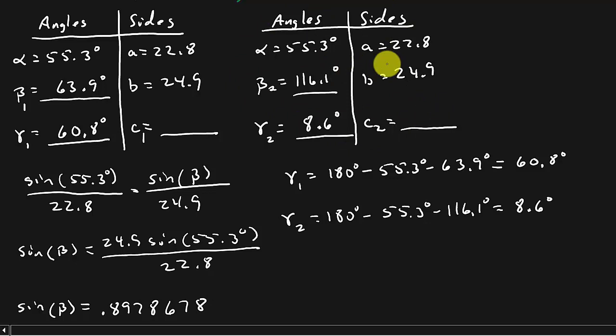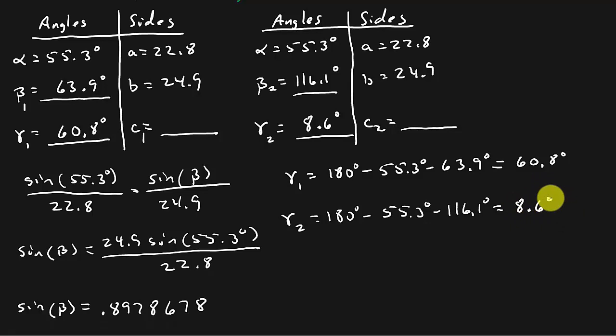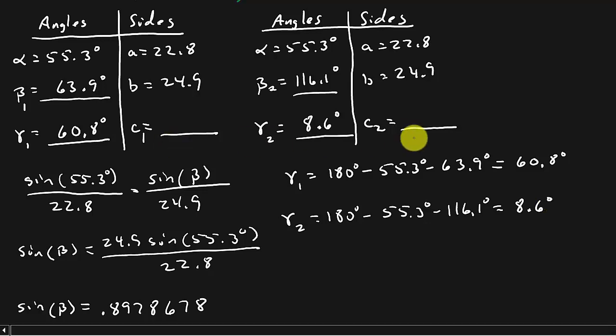Let's set it up. So when I go to find gamma 2, when I do 180 minus 55.3 and minus 116.1, do you see how I got 8.6? That's that angle. Now, if I would have done 180 minus this angle and minus this angle, and this would have been a negative number, then that wouldn't have been two triangles. The second triangle would not have been possible. Or, well, there's no second triangle. But like I said, if that's still not making sense, just hang on until we get to the next problem.